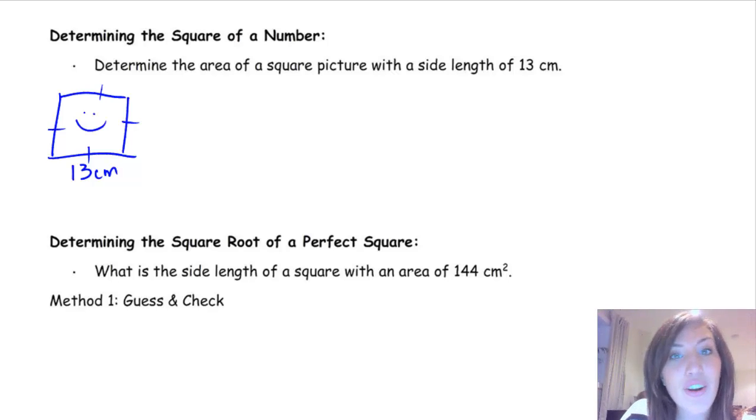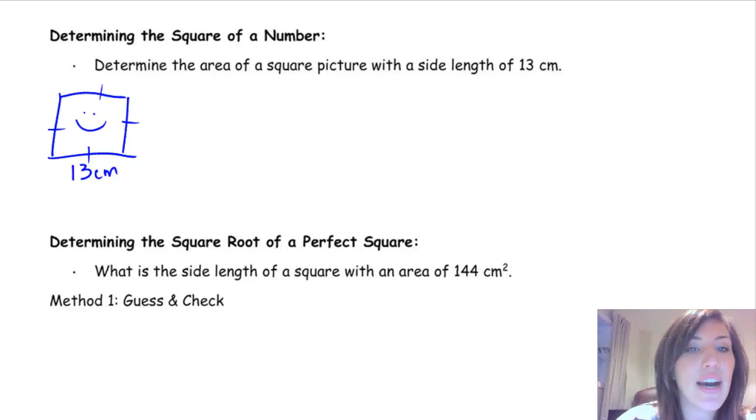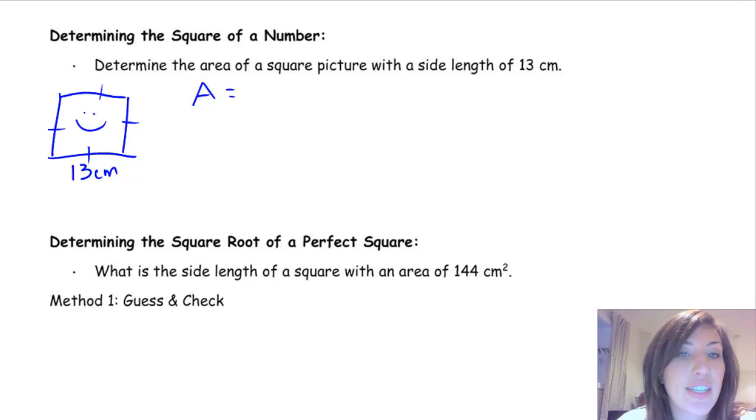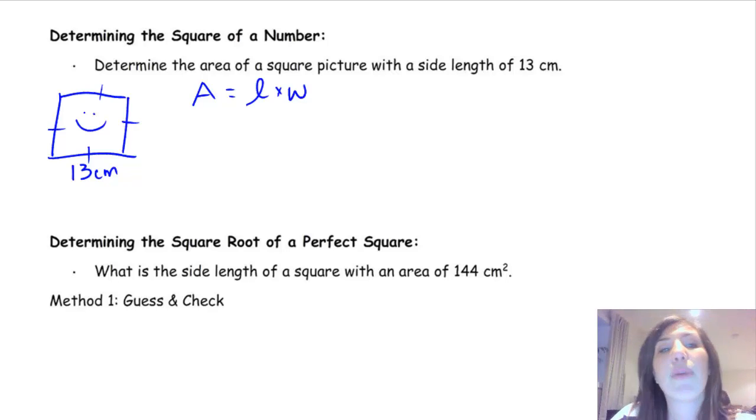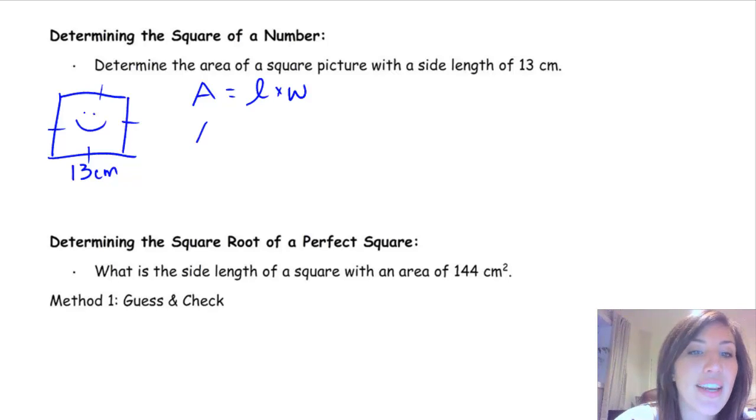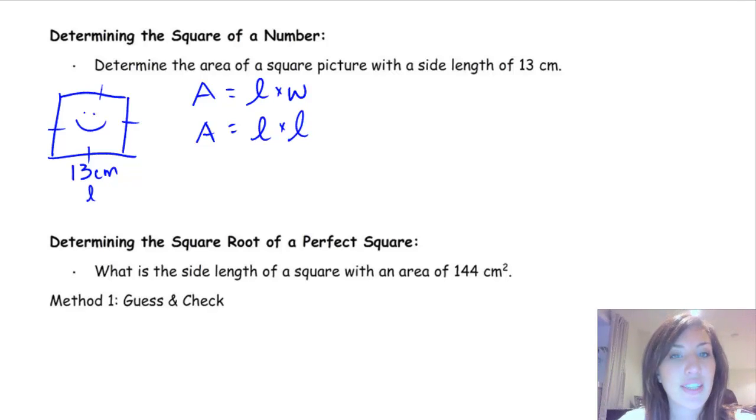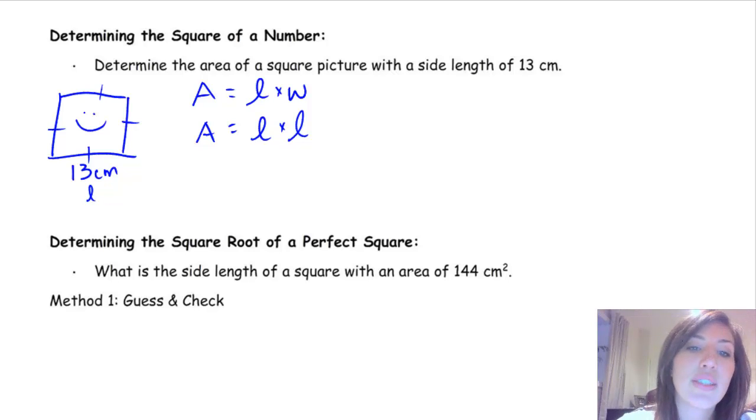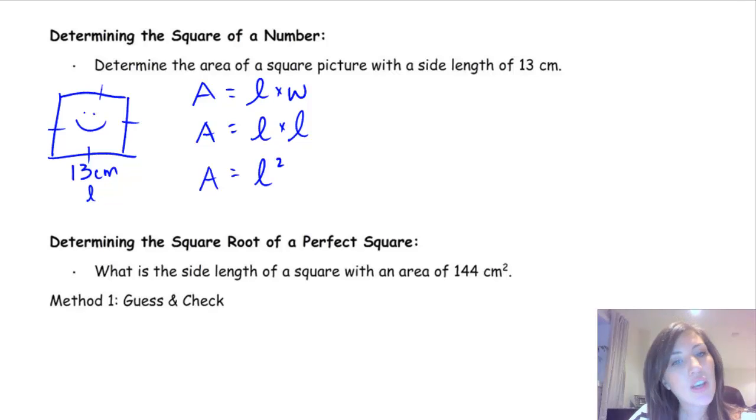All right, so we already know that the area of a square, or even of a rectangle, is length times the width. But in this case, because all the sides are the same, the area is just the length times another length, because they're all the same. If this is the length, the 13 centimeters, something times itself you can express as length squared. So the area of this square is the side squared.